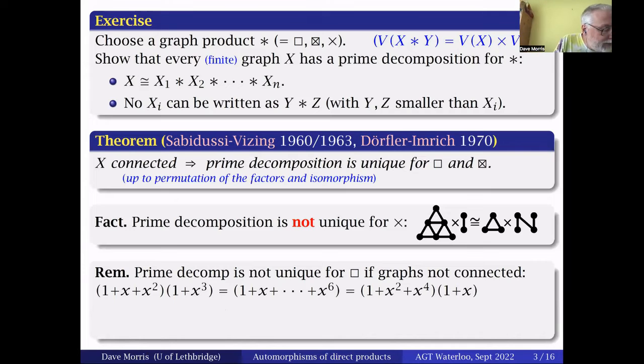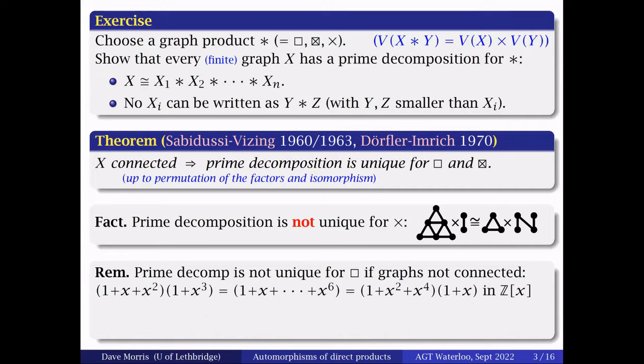What did I do here? Oh, because that shouldn't have been a 6 there. That should have been a 5. That's my bad. 2 plus 3 is 5, not 6. Yeah, so you get all the powers up to 5. You can also get them this way. So there's two different decompositions.